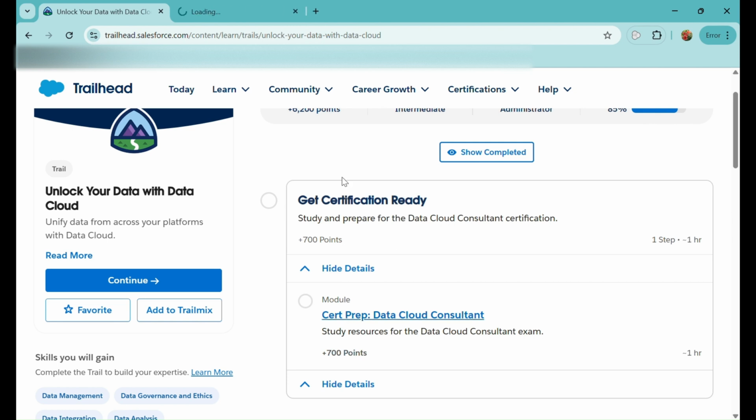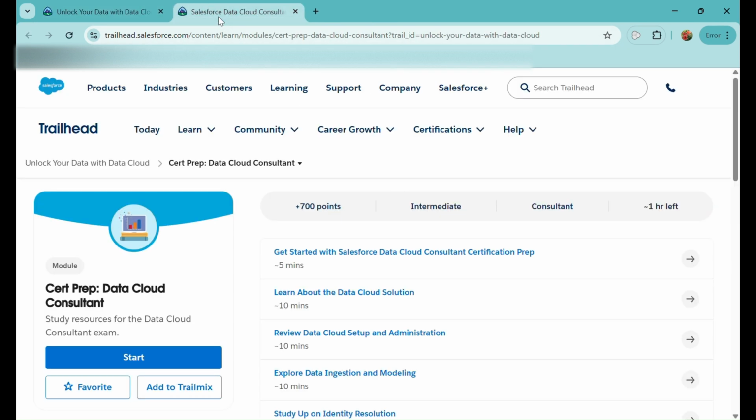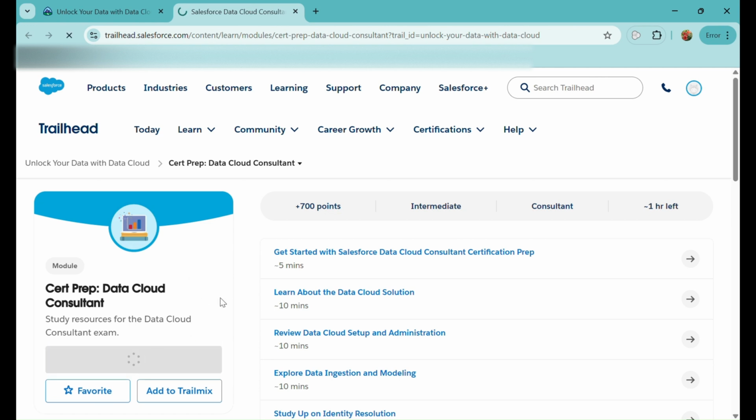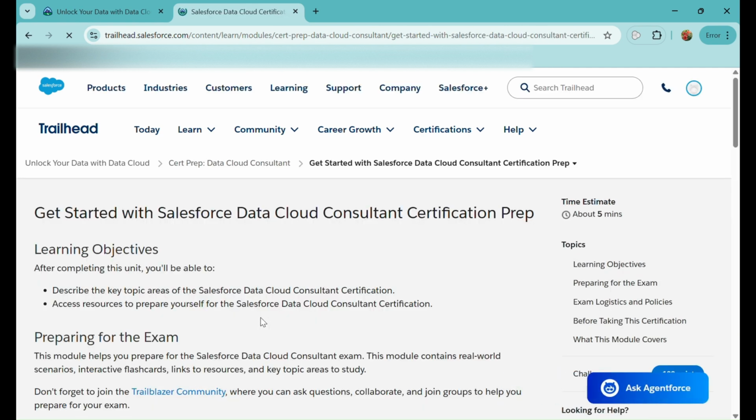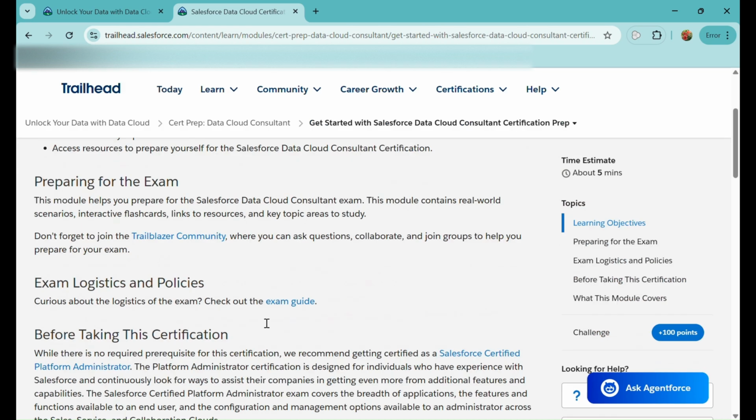So it's a very basic module. If you are preparing for the Data Cloud Consultant, then you should know which section consists of what topic, and what percentage it is taking. So we'll start with it, and we'll be very quick. We'll just follow up with the quiz. So first, we get started with the Salesforce Data Cloud Consultant Certification Prep.